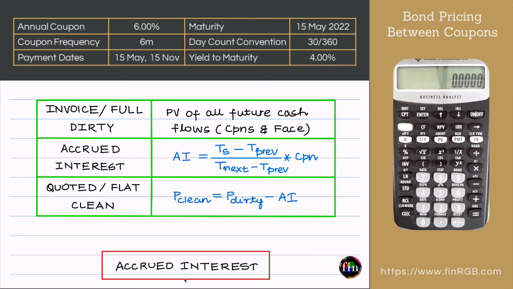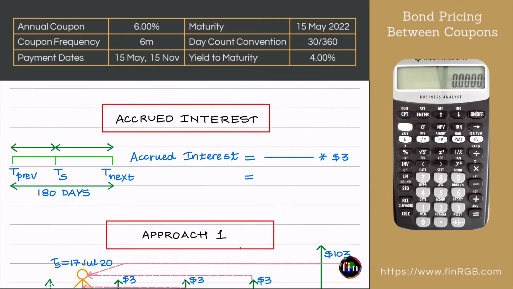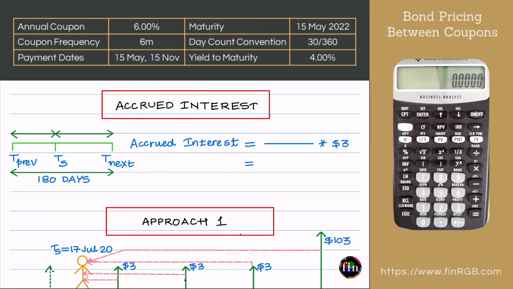Okay, the annualized yield to maturity of this bond, YTM, is given to be 4%. Think of this 4% to be semi-annually compounded. Okay, now let's begin with calculation of accrued interest. So this was my previous coupon date, this is the date as of which I am currently standing, my settlement date, and this is my next coupon date. My previous coupon date was 15th May 2020, my current date is 17th July 2020, and my next coupon date is 15th November 2020.